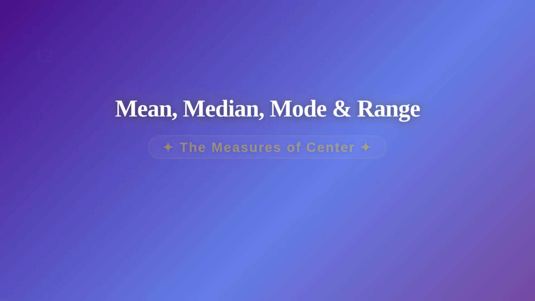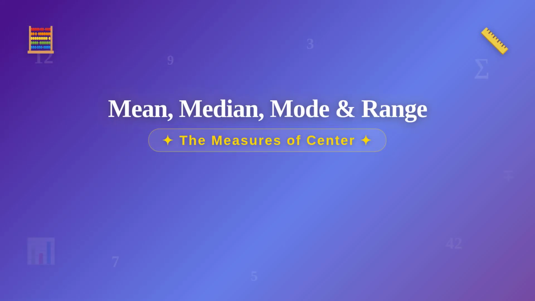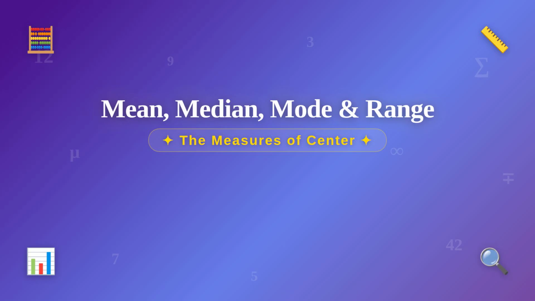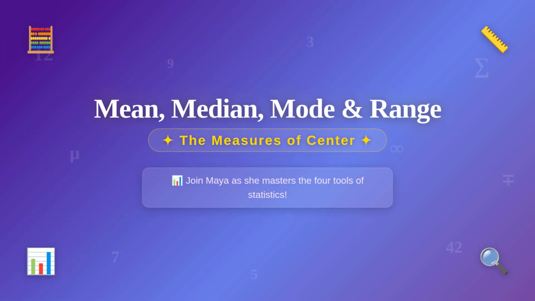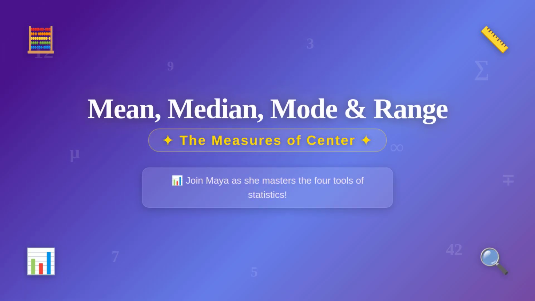Meet Maya. She just volunteered to help her school's fundraiser committee, and they need someone to analyze the donation data. There are 12 different donation amounts, all jumbled up, and Maya has no idea where to start. Sound familiar? Today, we're going on Maya's journey, from confused to completely confident, as we unlock the 4 most powerful tools in statistics: mean, median, mode, and range.